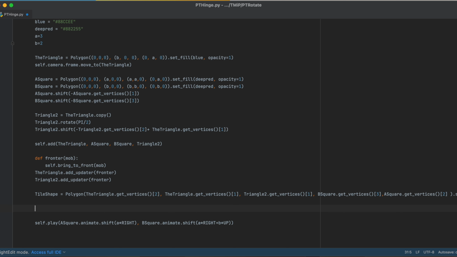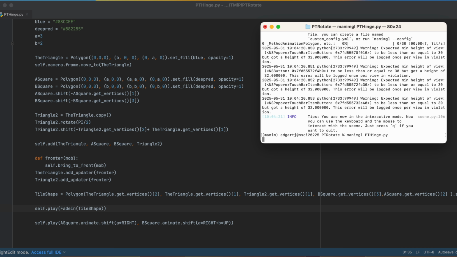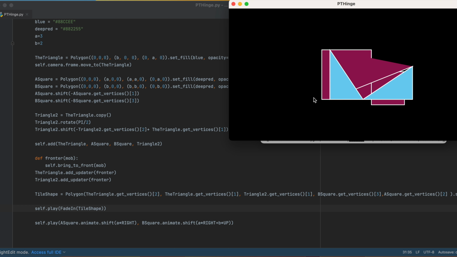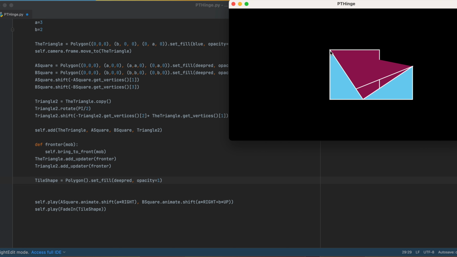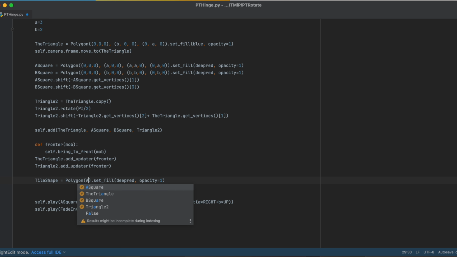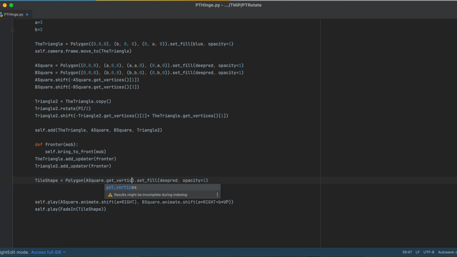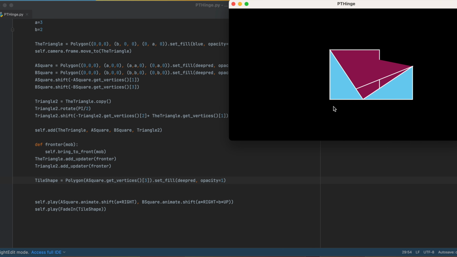And the goal here is we should then fade that in, self.play, fade in the tile shape. And if we're lucky, what happens when we animate this, oops, I did it too early, and I clearly missed something. So I have to figure out exactly what I did wrong, because that shape does not look right to me. This time I'm going to try and draw it this way. I'm going to start with A square, and get vertices 3. So I hope that's right.